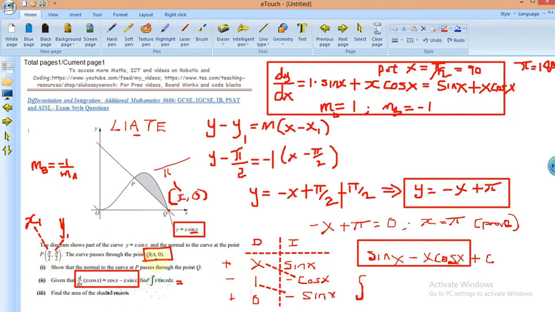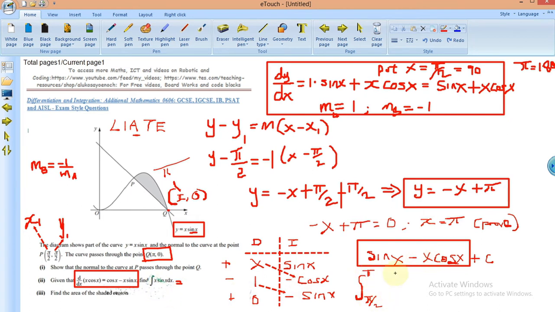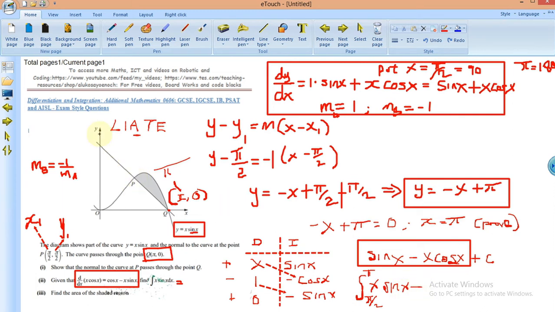So see the x here, x1 to x2. So from pi over 2 to pi of the curve function, which is x sine x, and I have the solution up here. So x sine x, sorry about that guys, x sine x, okay, then minus the area of this line, which is a triangle.